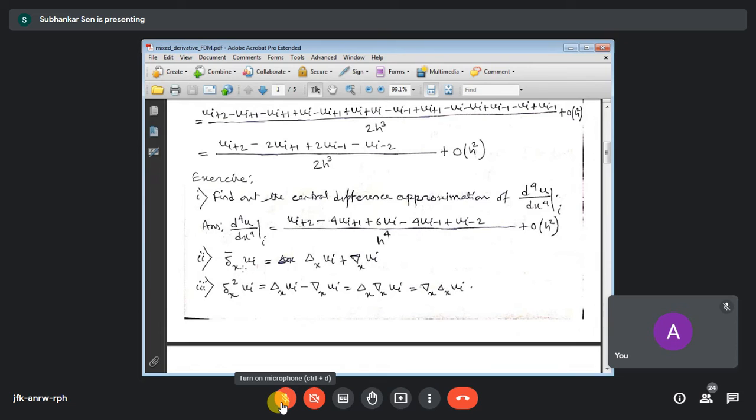And there are some relations that you should practice, that del x bar u_i. This we can cast with respect to forward difference. Already we have told that this central difference formula you can represent as a combination of forward difference and backward difference, and that we are doing here. And here, for the second order central difference formula, we are giving you three cases.